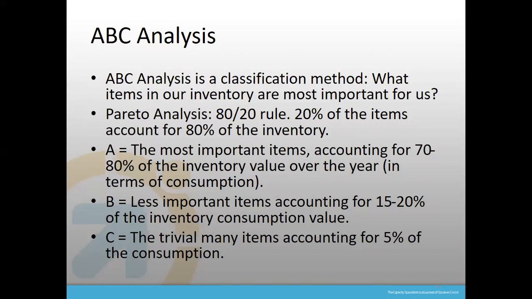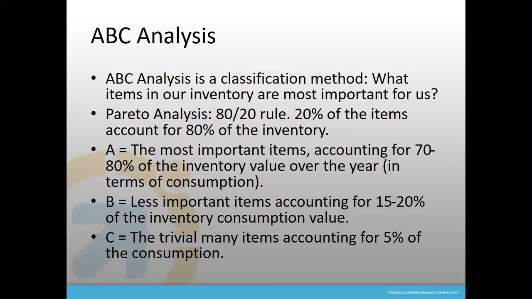We never think about this, but let's make this analysis. About 20% of all the items account for 70 to 80% of the inventory value. We will find out in a moment what the inventory value is. B are less important, and C is the majority of all our goods. Most of our SKUs together make up only 5% of our inventory value.